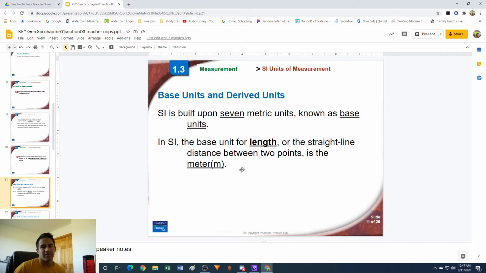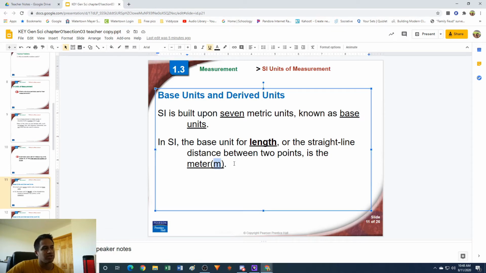Okay, so let's talk about these 7 metric units. They are known as base units. So the SI unit for length is the meter, which of course length is a straight line between 2 points, and the abbreviation for the meter is a small m. Okay, that's important to remember because you're going to see numbers like 4m, and you want to make sure you know what m means. So make sure that we are paying attention to the abbreviations and the letters that go with these units.